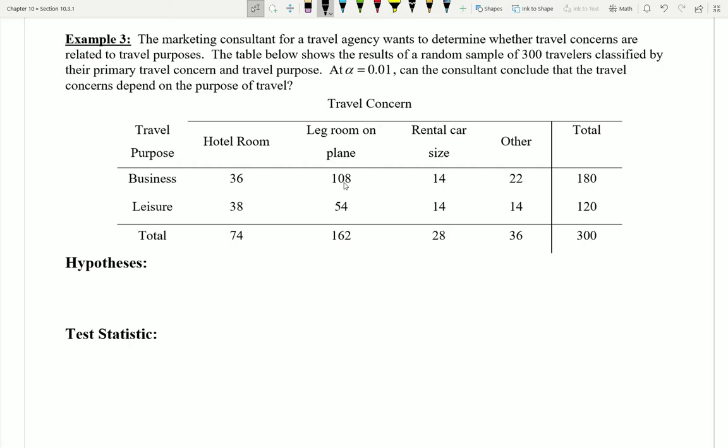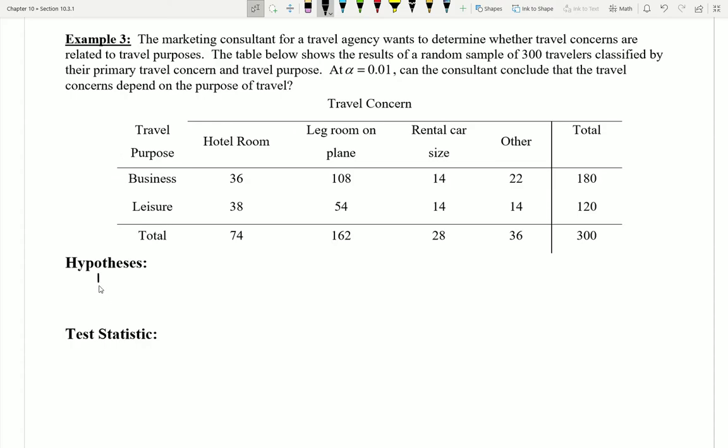And a company might be interested in understanding this relationship because maybe they know that, hey, if business people really care about legroom, then maybe we can market to people that are potentially purchasing flights for business reasons, and maybe offer them some incentive to purchase something, a seat on the plane with more legroom, right? So there might be reasons why people might care about this. But the general question is, at a 1% level of significance, can the consultant conclude, based on what they're seeing here, that the travel concerns do indeed depend on the purpose of travel?